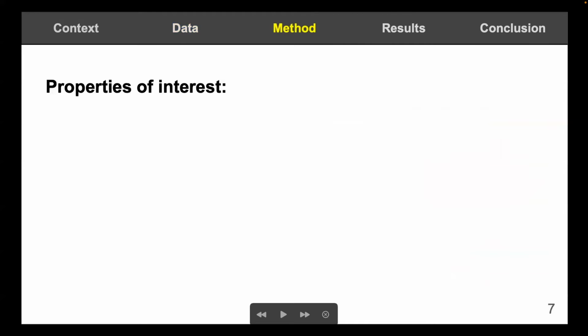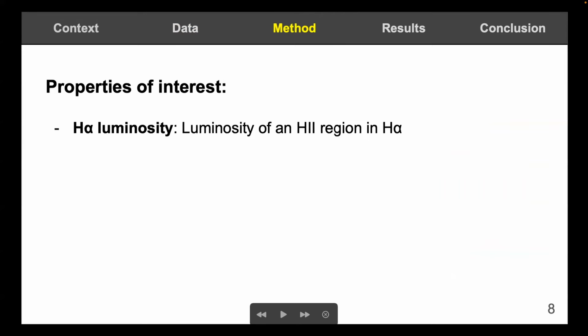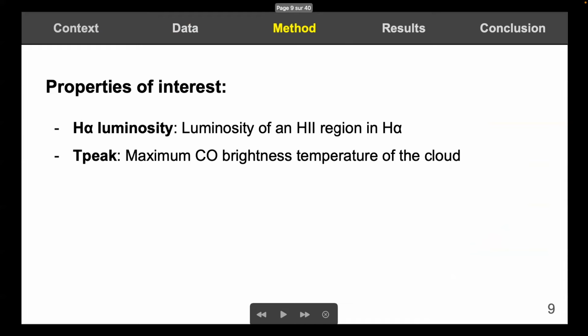Now, there were three main properties that we are interested in. The first one is the H alpha luminosity of the H II region, because it's a property that somewhat quantifies the energy of the H II region, which can disrupt the cloud. And the two other properties are cloud intrinsic properties that are sensitive to stellar feedback. One is the cloud peak temperature, which, as you probably all know, is simply the maximum brightness temperature of the cloud, and we expect it to be sensitive to heating of the cloud by stellar feedback.